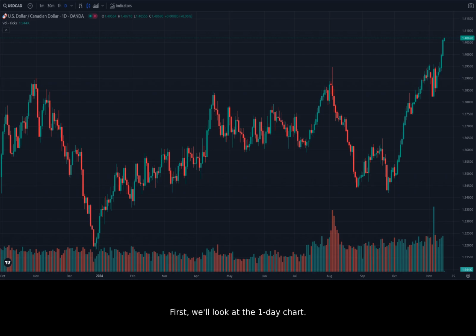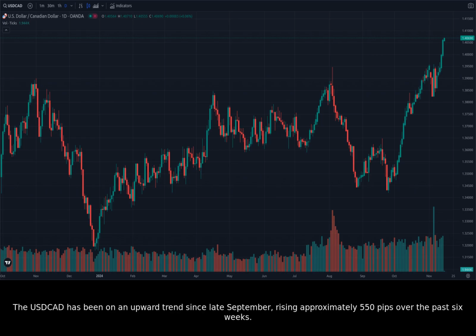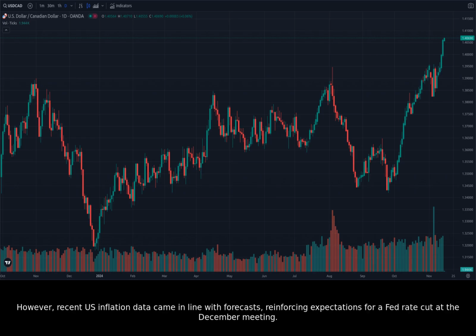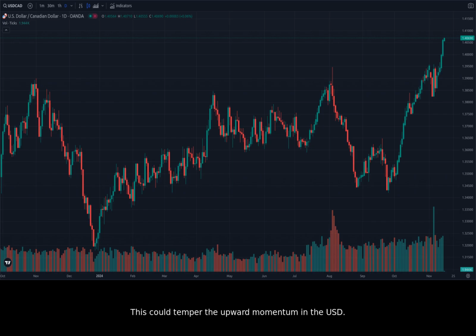First, we'll look at the one-day chart. The USDCAD has been on an upward trend since late September, rising approximately 550 pips over the past 6 weeks. This trend is likely fueled by the stronger USD and weaker oil prices. However, recent U.S. inflation data came in line with forecasts, reinforcing expectations for a Fed rate cut at the December meeting. This could temper the upward momentum in the USD.